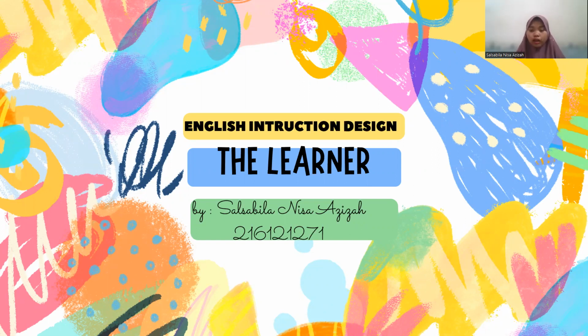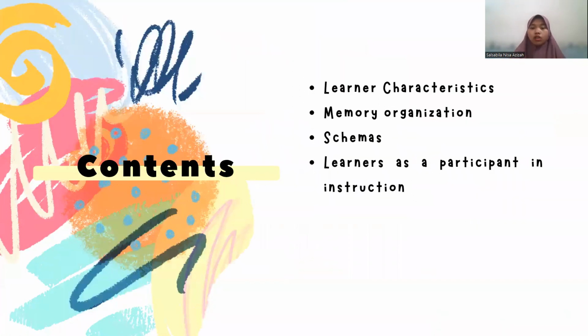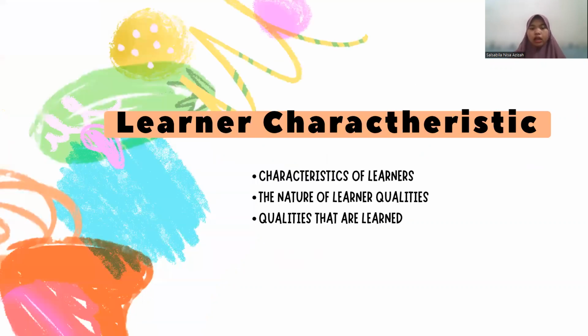I want to explain about English instructional design. The material is the learner. So here we go about the content. The first is learner characteristic, memory organization, schemas, and learners as a participant in instruction. The first material is learner characteristic, which has three aspects.